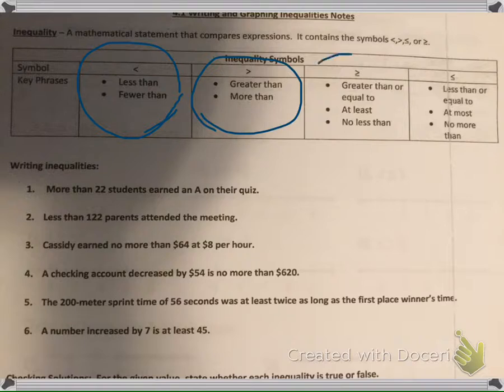This symbol is greater than or equal to, and some words that describe that symbol would be greater than or equal to, at least, no less than. And less than or equal to is this symbol, less than or equal to, at most, or no more than.